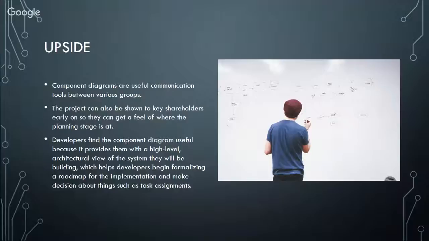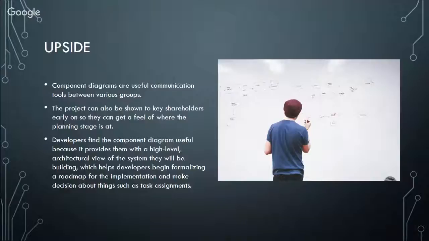Now, the diagram offers a natural format to begin modeling a solution. Component diagrams allow a developer to verify that a system's required functionality is being implemented by the components, thus ensuring the eventual system will actually be acceptable. This can also be shown to key shareholders, so they can get a real feel of where the actual planning stage is at. This can generally put shareholders at ease because it presents an early understanding of the overall system that is being built.